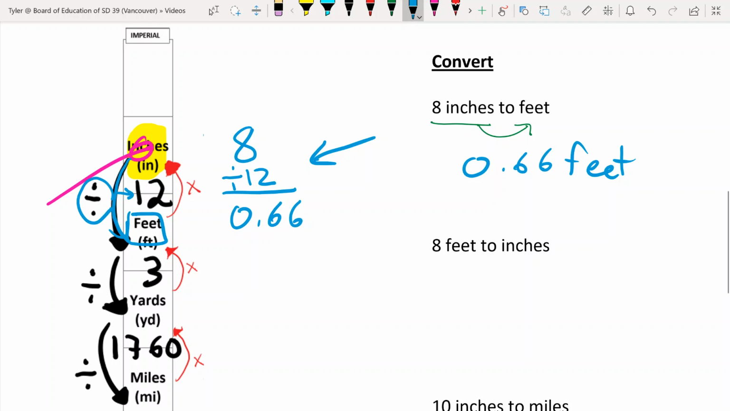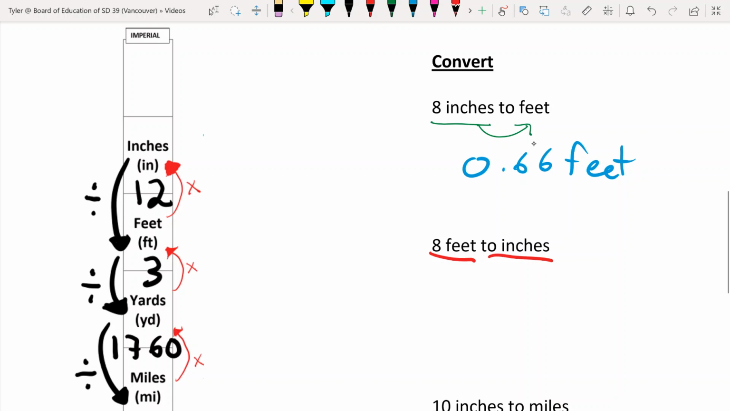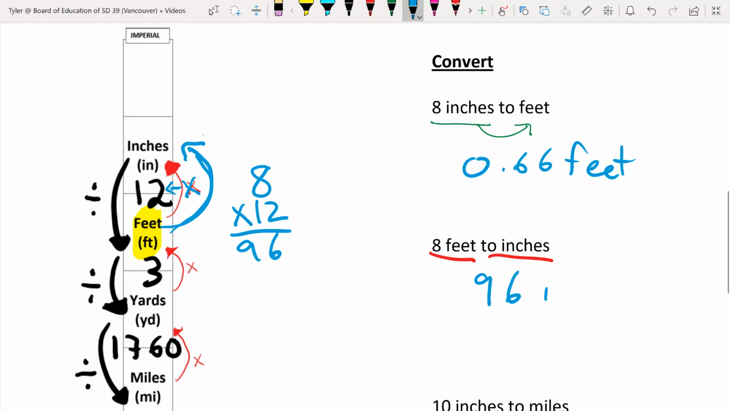Let's do it again. We'll do the next one. I'm going to go through a bunch of examples, so if this starts making sense, you're pretty good. We're going to do some harder ones too, though. So let's erase everything we just did, and we'll do it again. This question said 8 feet to inches. So we start at feet, and I want to go up to inches. I'm going to start with my 8 feet, and then I have to do multiplication because I'm going this way and it says multiply. So 8 times the number beside it, 12. When you do 8 times 12, you get 96. So the answer is 96 inches.